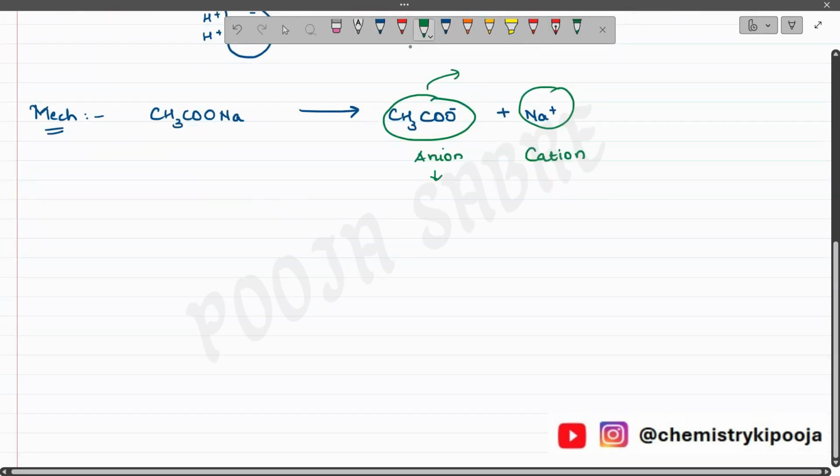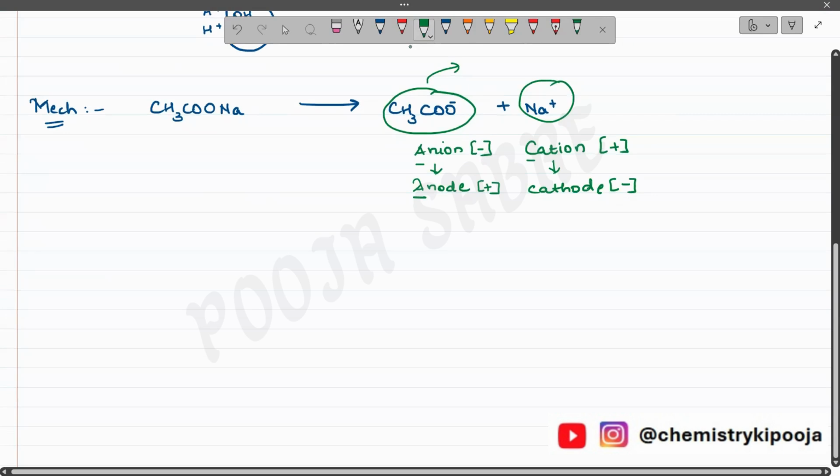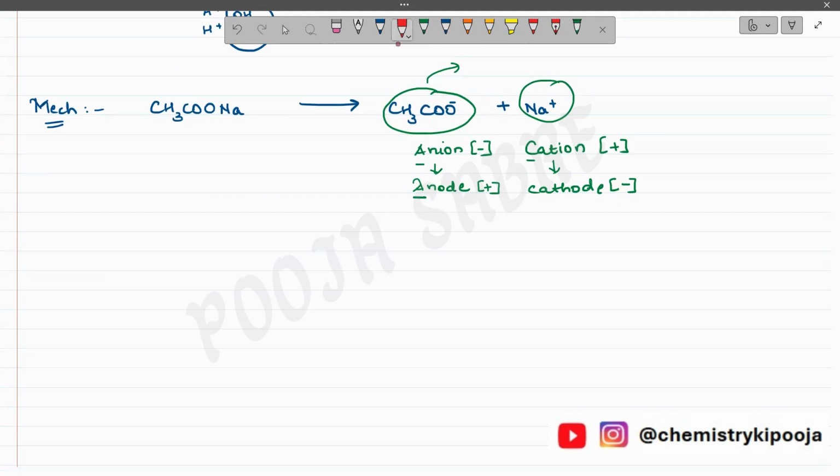Anion will go and get discharged on the anode. A stands for anion, A for anode. C is cation and it will go towards the cathode. Clear? Anion is negative charge, so the anode should be positive. Cation is positive charge, so the cathode should be what? It should be positive. Oh, sorry. It should be negative. Because the ions will go and get discharged on the opposite electrode, right? Let us now quickly have a look at the reaction.